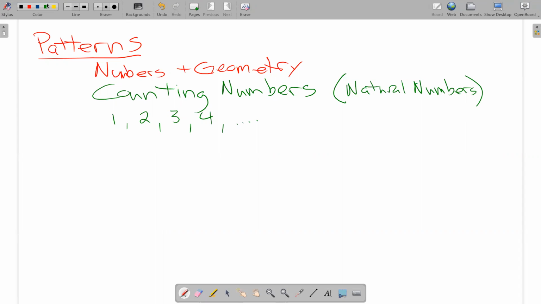And so often what we're trying to do with these patterns is just predict what comes next, and can we describe that pattern somehow so that someone else can understand it. Suppose I started off with 2, and then 5, and then 8, and then 11. So my first number is 2, my second number is 5, my third number is 8, my fourth number is 11, and then I want to try to continue this pattern.